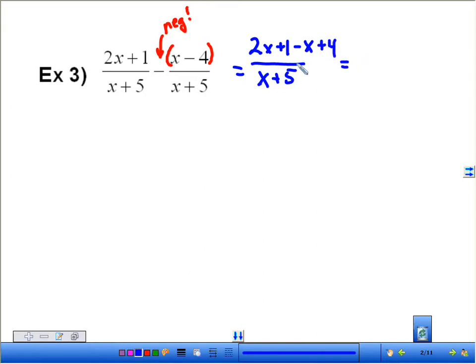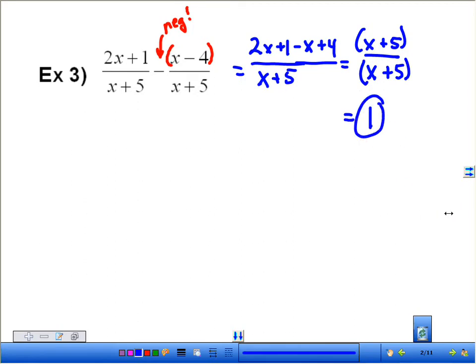Now add your like terms in the numerator. So we have 2x minus x is x. 1 plus 4 is 5. And our denominator is x plus 5. And now when we get to this point, we can see that the top and the bottom are exactly the same. And we know that when the top and bottom are exactly the same, that reduces to 1.